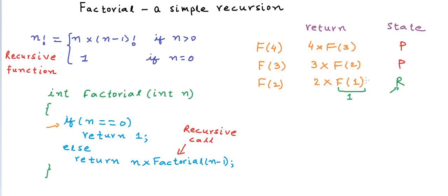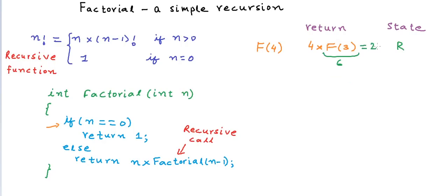Now f2 is calculated and it returns back the value 2. Now as f2 finishes, f3 resumes and it finishes, and finally we get back to f4. Now f4 finishes and returns probably to the main method.